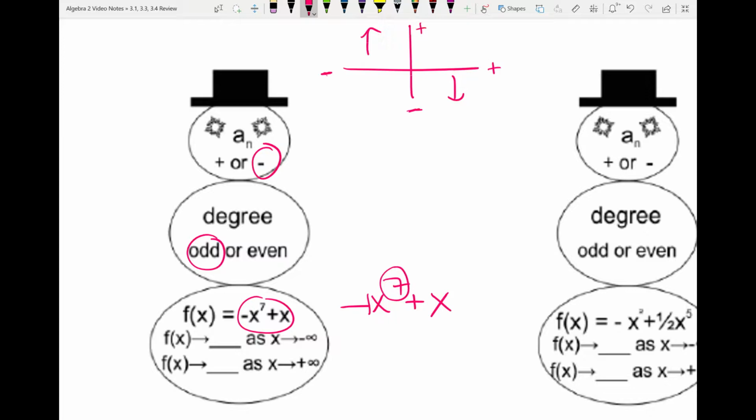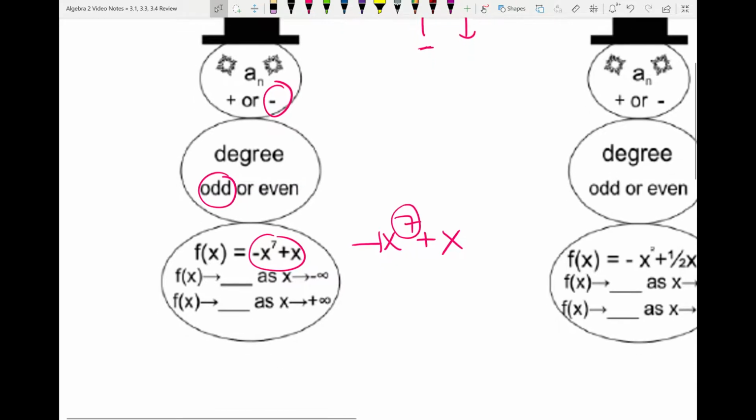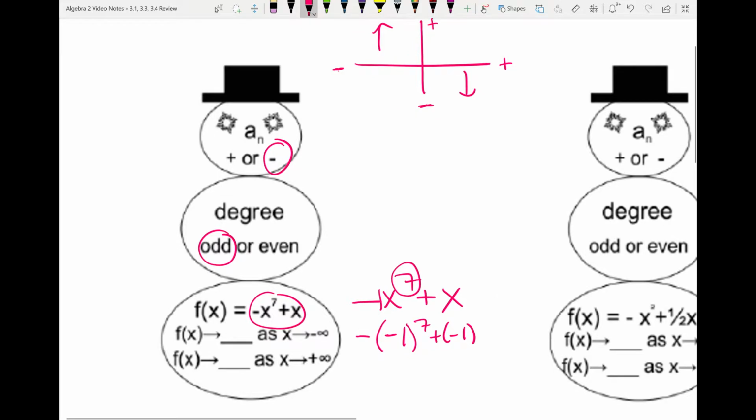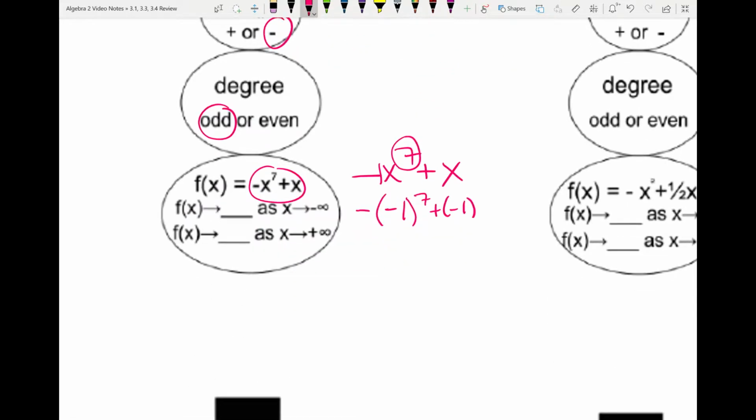So when x is negative, let's plug in a negative number. Let's plug in -1 for x. That way we can test this left side. So -1 to the 7th is -1, and then we got another negative on the outside. And then this is obviously negative. And then a double negative here.